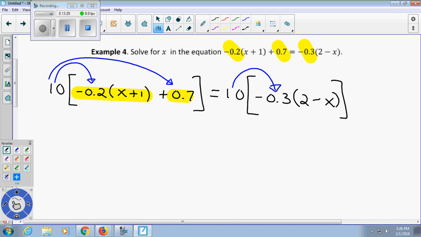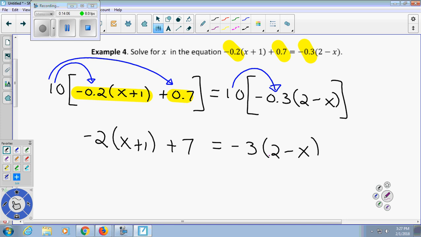So for our next line, since we have 10 times -0.2, we just get -2. And the x plus 1 copies along. Now when that 10 gets distributed to the 0.7, it's now just 7. So I've multiplied the left side. And once you see how this trick works, you could just take each term and change the decimals into the numbers that you want, as long as you're moving the decimal the appropriate number of places. For the other side, we get -3, and we have 2 minus x. Okay.